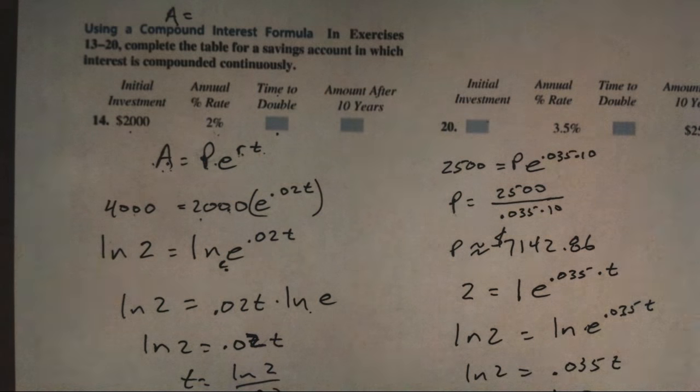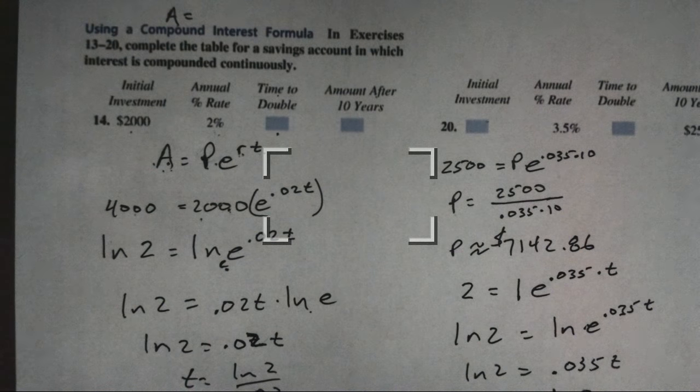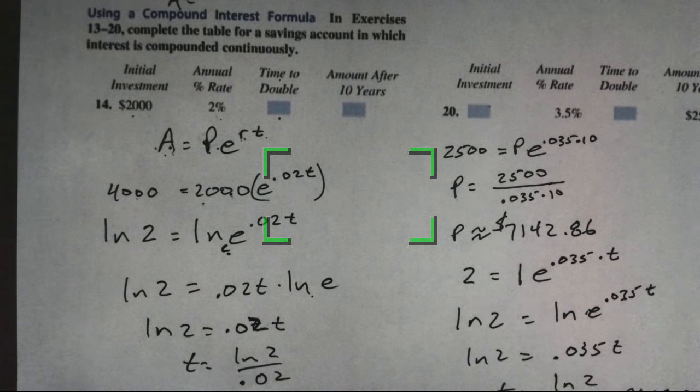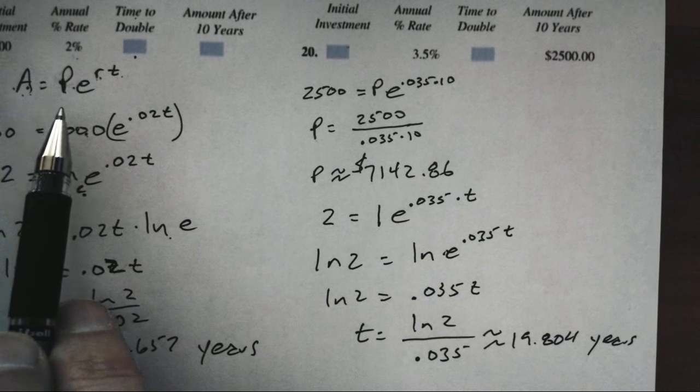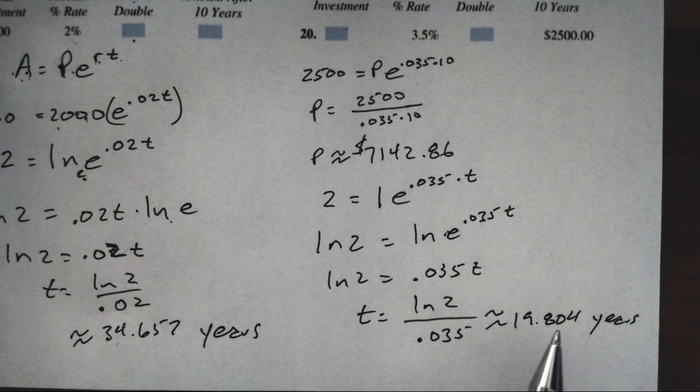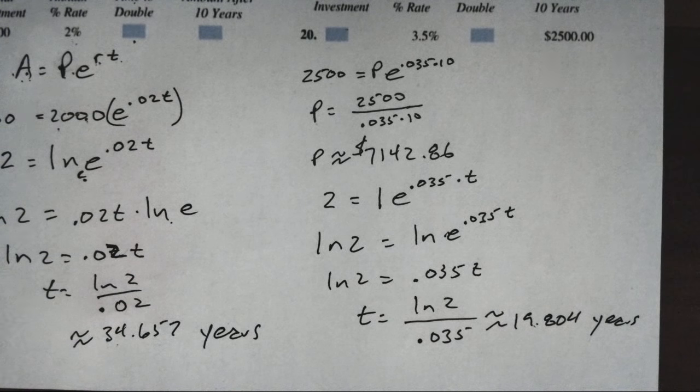Remember, for 2% interest, back on problem 14, it took almost 35 years. 3.5 is considerably greater than 2% relative. And of course, our money doubles quite a bit sooner. This seems at least somewhat reasonable.